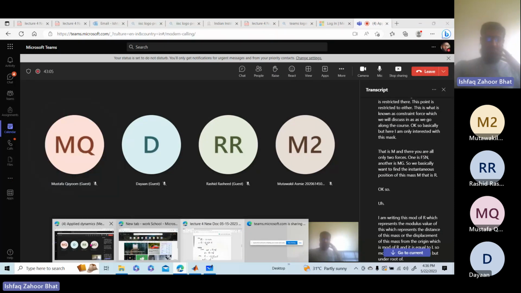Okay, so does anybody else have any question before we shift towards MATLAB? How we are going to simulate these things, that is how we are going to solve these equations.